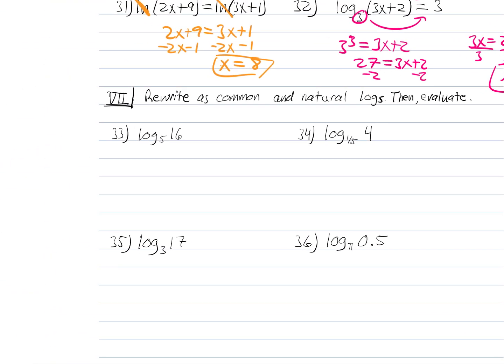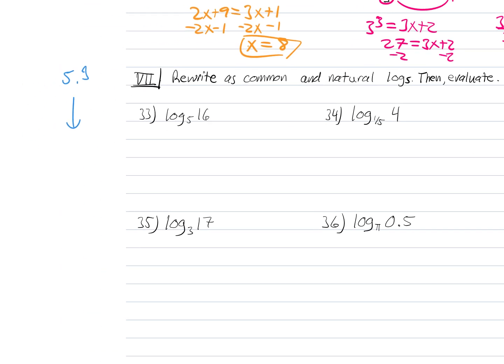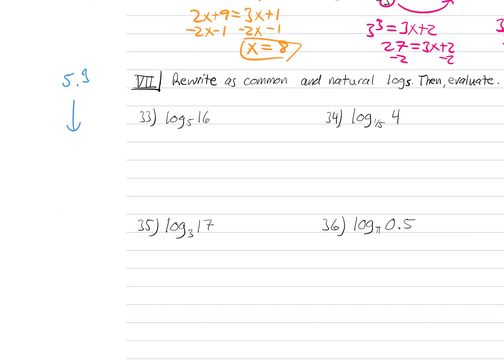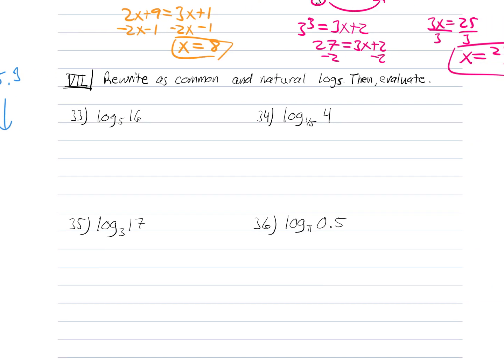This is the new section. So from here onwards in this review, this is all 5.3 forward. So 5.3 was where we had more properties of logarithms, and these you absolutely need to know for your test. So in 33 through 36, I'm asking you to rewrite as common and natural logs and then evaluate.